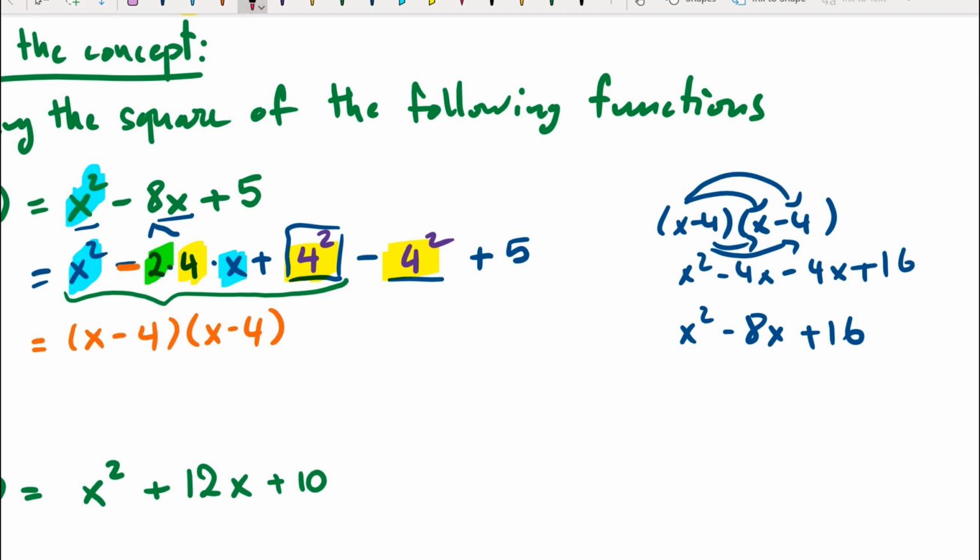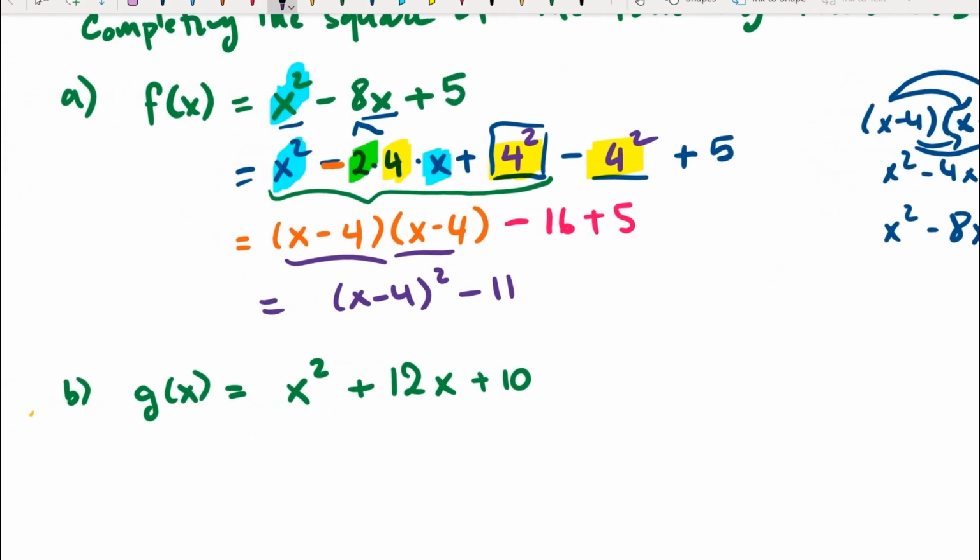Okay. So continue to this one. You have minus 4 squared, which is 16, plus 5. Okay, so join this together. You have x minus 4 squared. Negative 16 plus 5 is negative 11. And that's it. Okay. All right, let's repeat the process here.